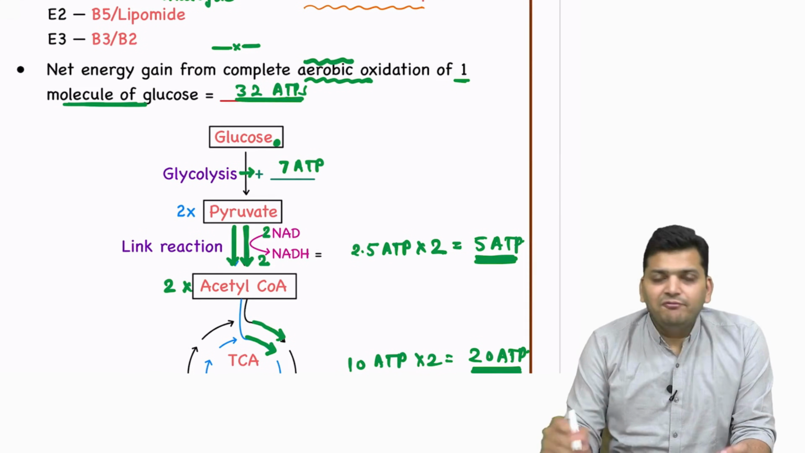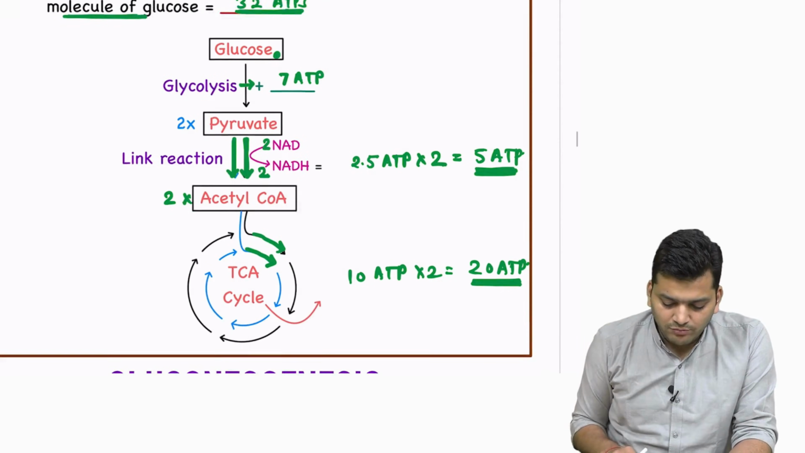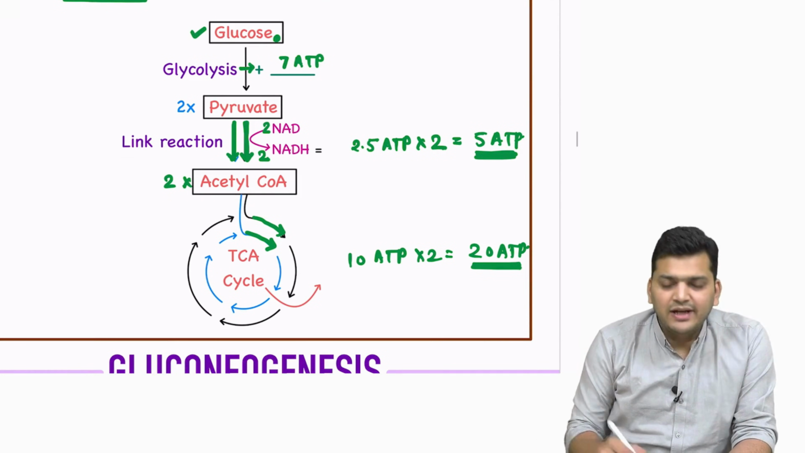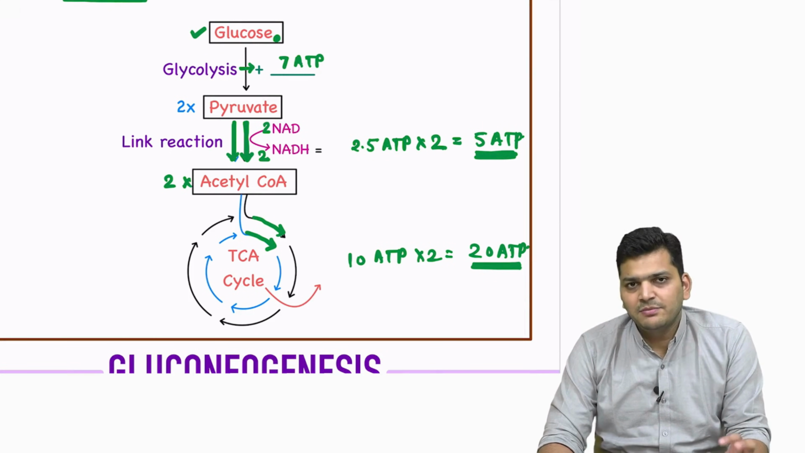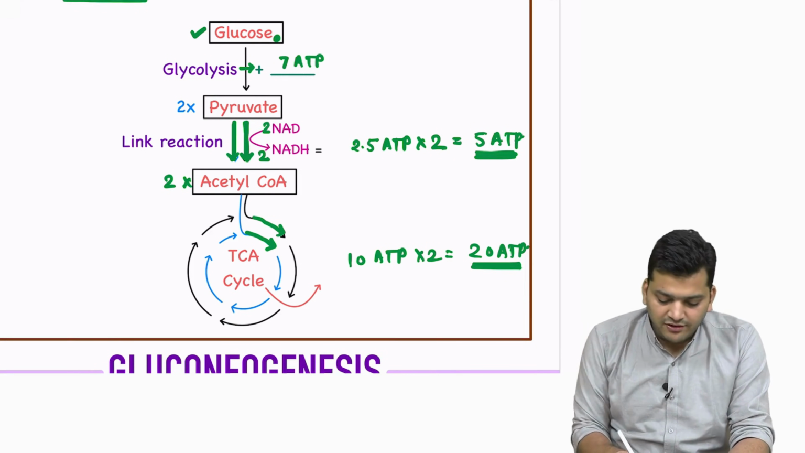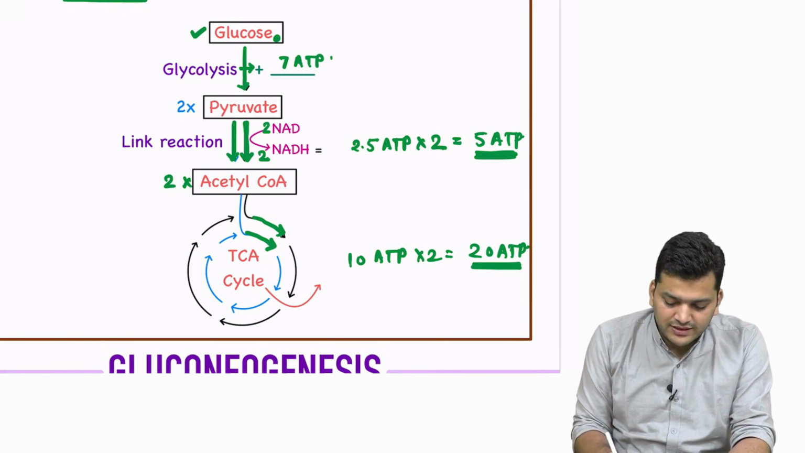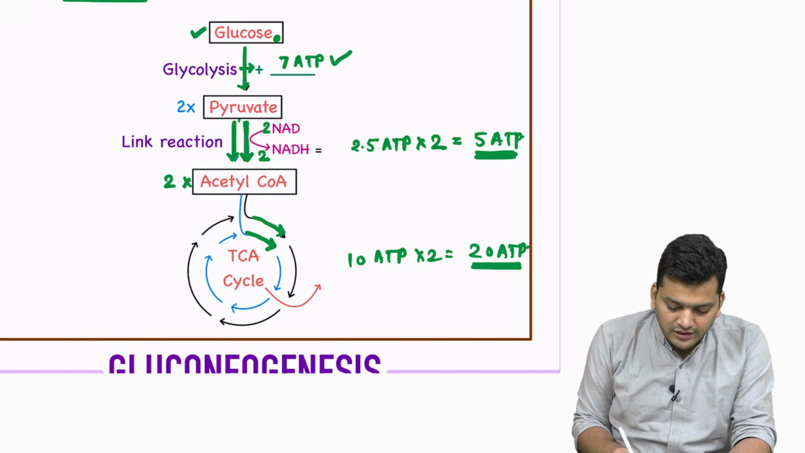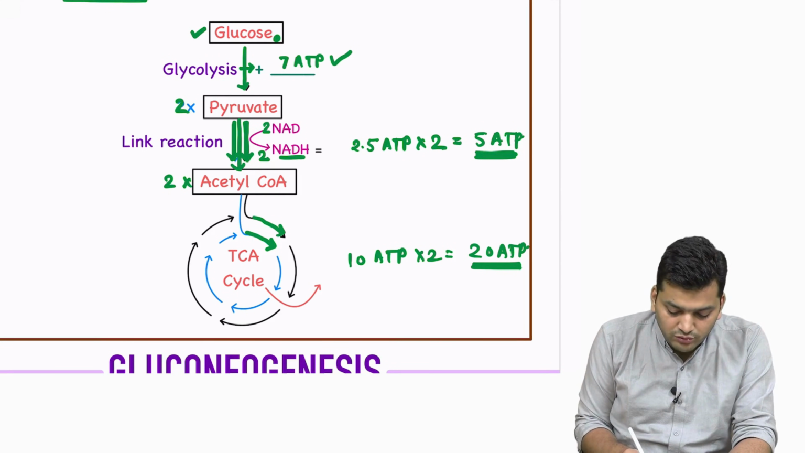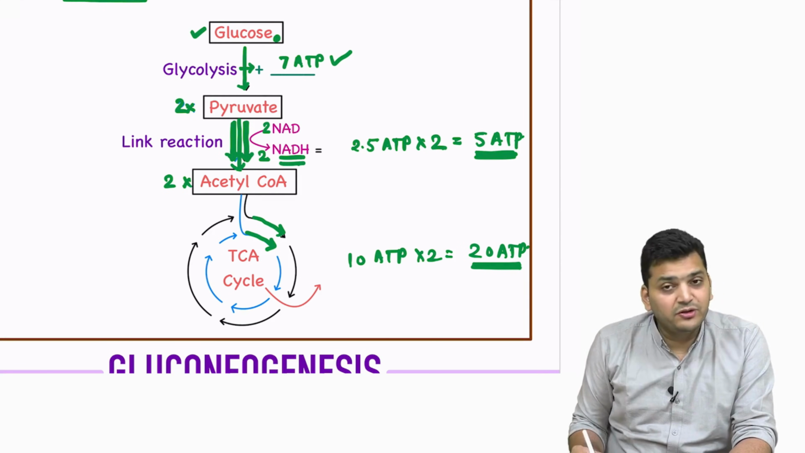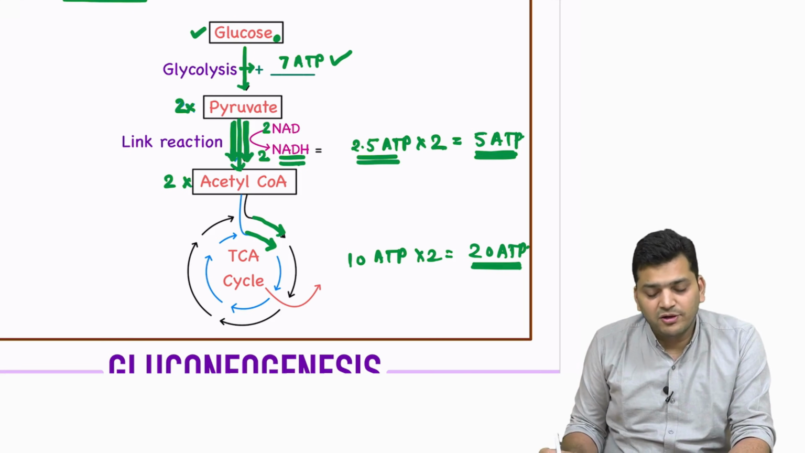So if we have one glucose molecule, and I do all the oxidation reactions with all the possible enzymes, how much ATP can we get? See, first we'll do the glycolysis, that is going to give us 7 ATPs. Then we will do the link reaction, pyruvate to acetyl-CoA, that is going to generate NADH. Since we have 2 molecules of pyruvate, the link reaction occurs 2 times. We are going to generate 2 NADH. 1 NADH is 2.5 ATP.